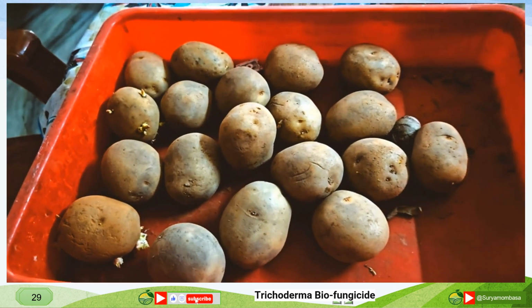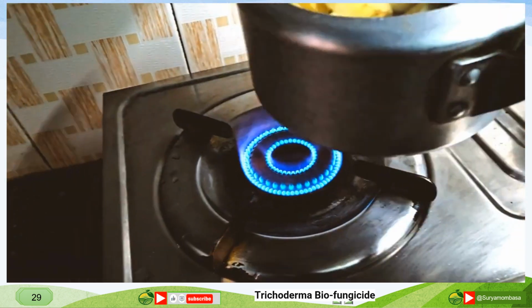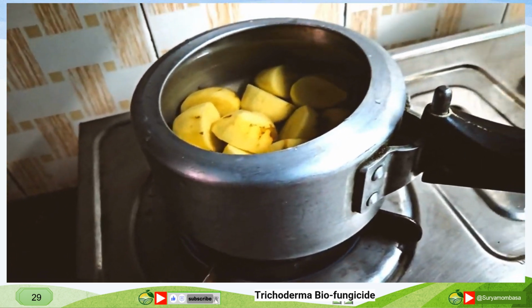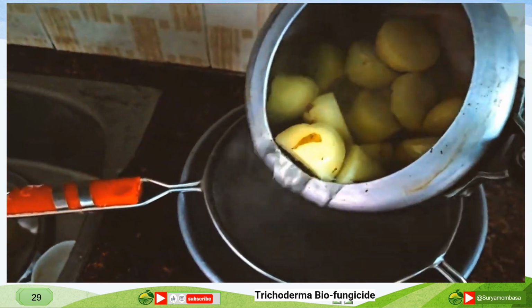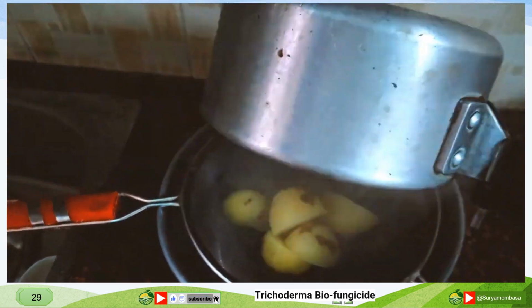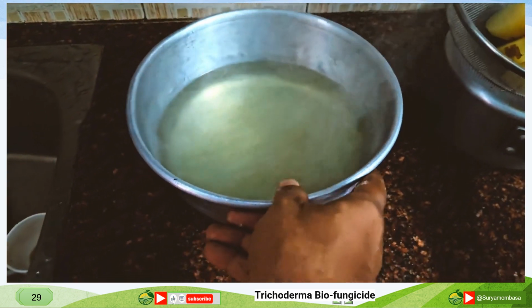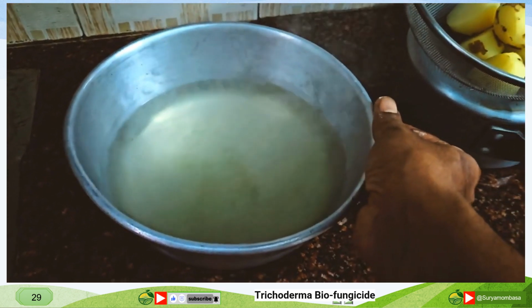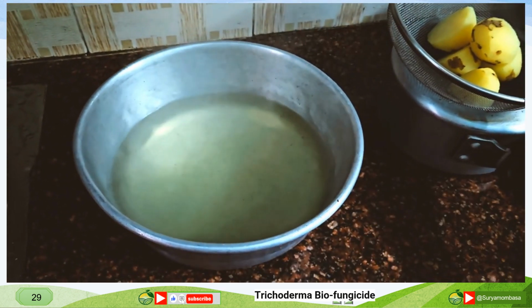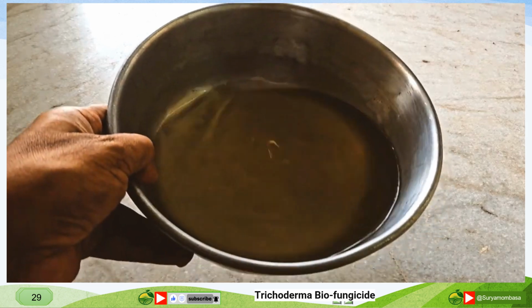Take about 500 grams of potatoes, slice them and boil in sufficient water. After boiling, strain the potatoes. We need this remaining water. Its quantity should be at least around 500 ml, so take the water for boiling accordingly. Let the water cool completely to room temperature.